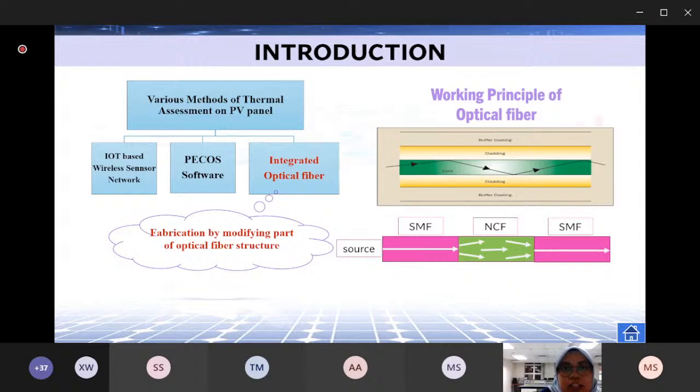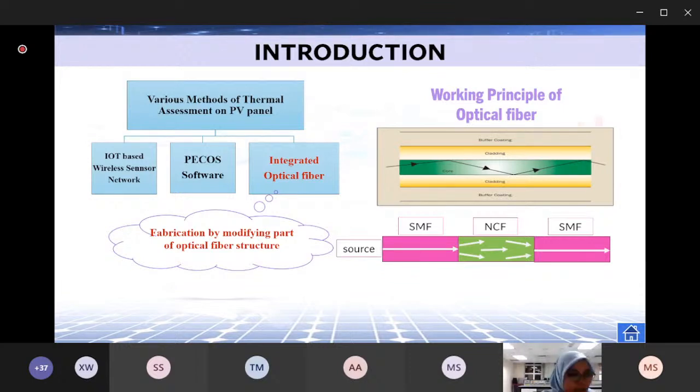So in my study, I will propose an integrated optical fiber, where the fabrication of the optical fiber is by modifying part of the optical fiber structure. Since the previous two methods of thermal assessment use IoT and sensor probes, my work is a temperature sensor using optical fiber.